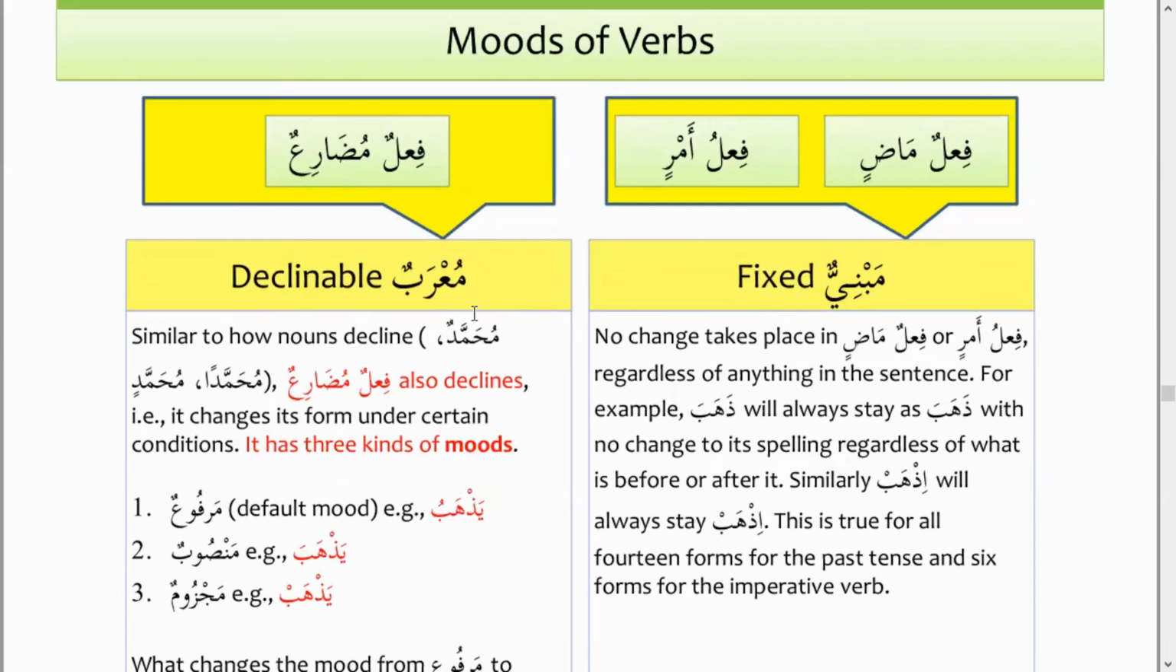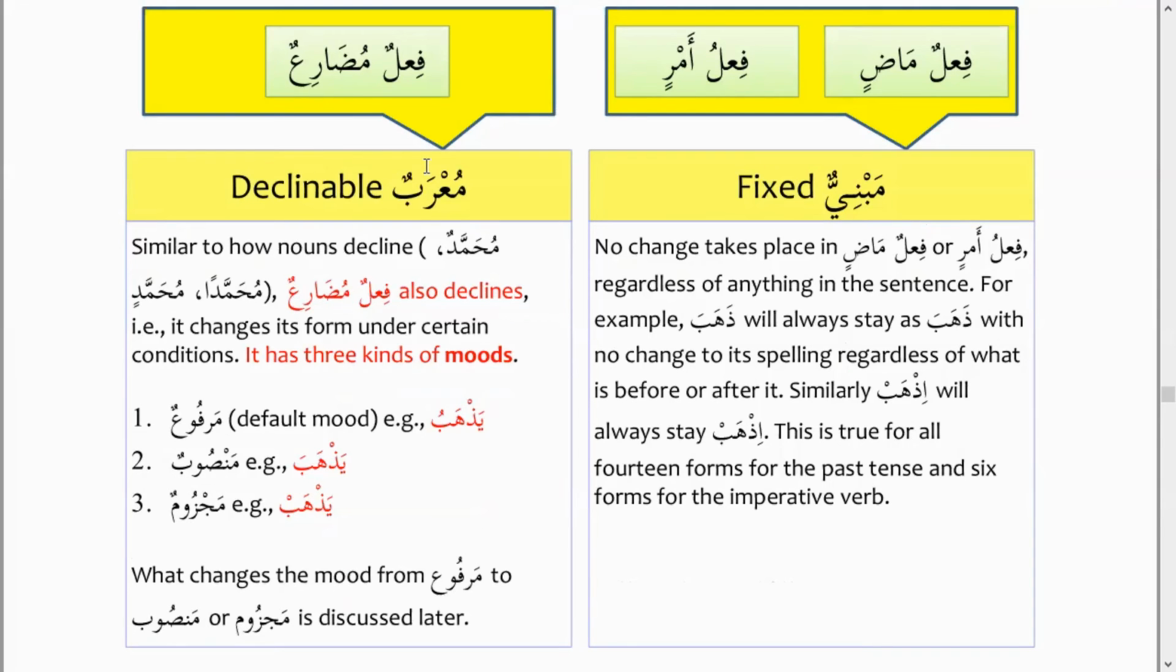But fail mudare is mu'arab. It has 3 kinds of moods. This guy mudare is a moody fellow, and it has 3 kinds of moods. Similar to how nouns decline, Muhammadun, Muhammadan, and Muhammadin, fail mudare also declines. It also changes according to the situation.